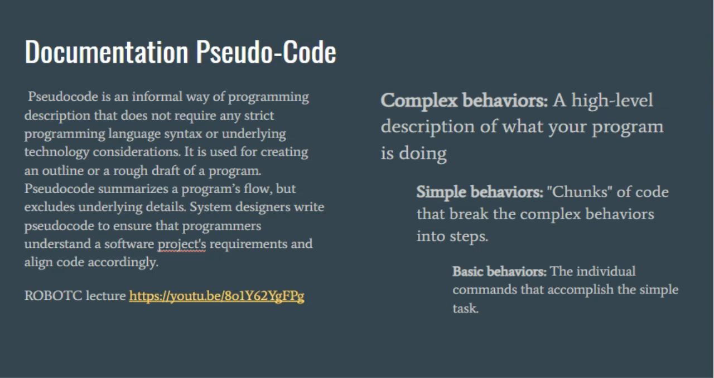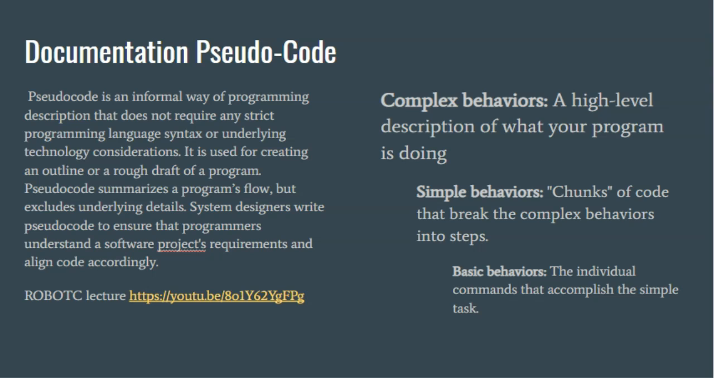So let's review the portions of a program and the kinds of behaviors you would see in that. At the highest level, you have the complex behaviors, and I've written here a high-level description of what your program is doing. A lot of times this will be just an overall description, like in the instructions, I want a program that navigates this maze and finds all the green dots. Okay, then we get to simple behaviors. You can take the complex behavior and break it down into simple behaviors. These will become the chunks of code that achieve the complex behavior.